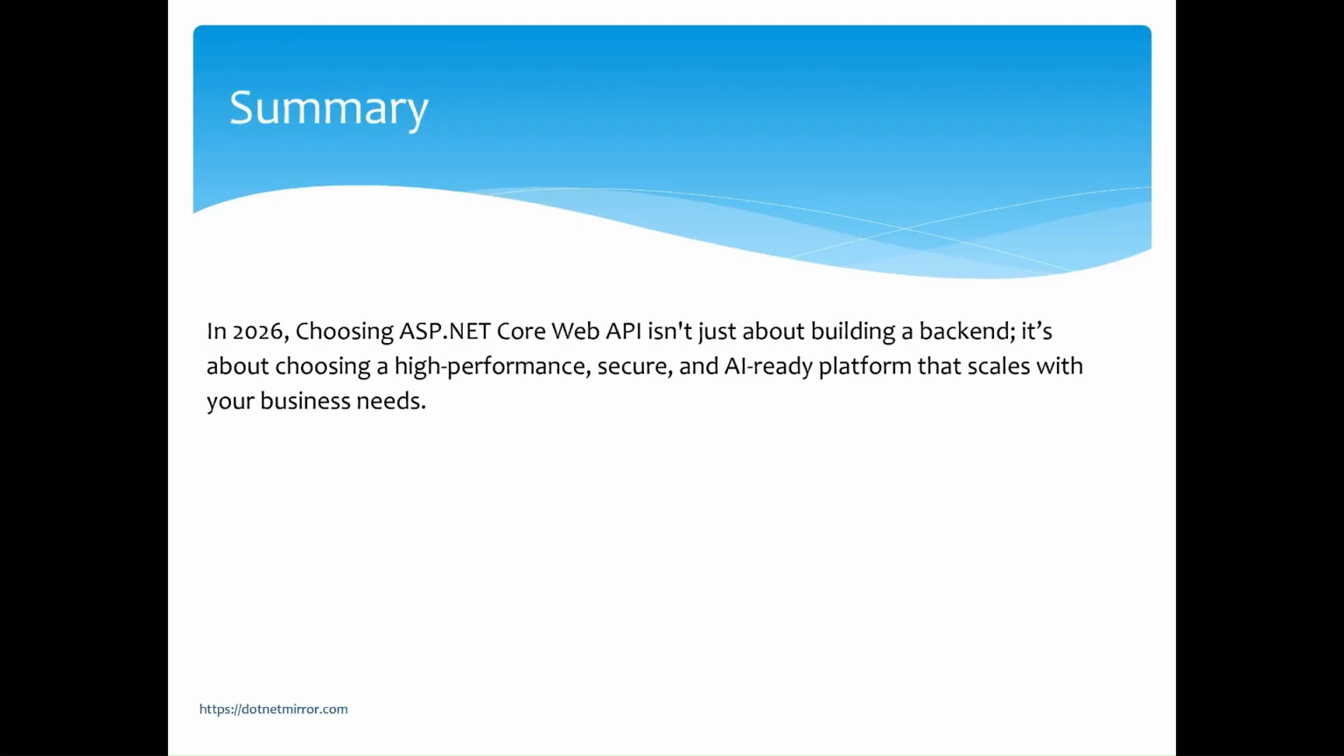To summarize everything, ASP.NET Core Web API is not only about building the backend for your services. It's about choosing the right platform, a high performance based technology. It is a secured and AI ready platform that can scale easily with your business needs.